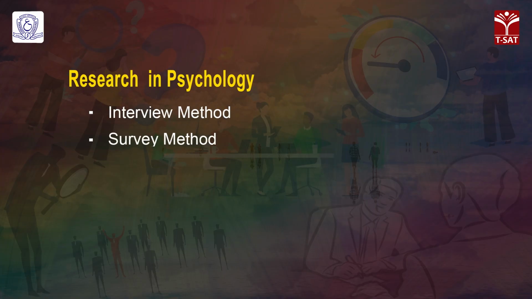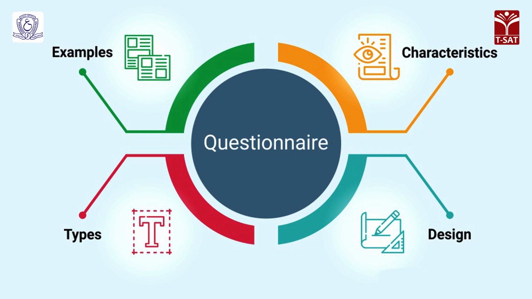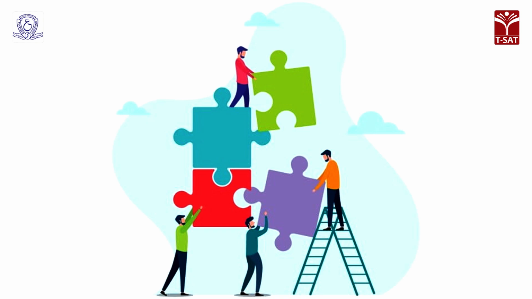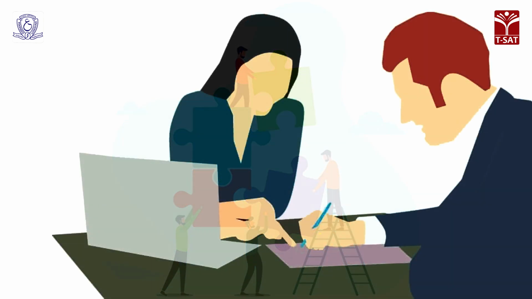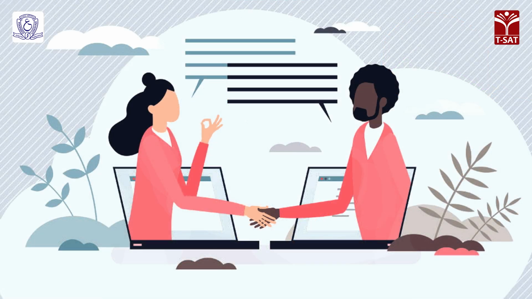Now that we have understood scientific research, let us look at different methods of research in psychology. They are interview method, survey method, and experimental method. Before we discuss the interview method, we must understand what a questionnaire is and its applications. Questionnaire: a questionnaire is a research instrument consisting of a series of questions for the purpose of gathering information from respondents. Questionnaires can be thought of as a kind of written interview. They can be carried out face-to-face, by telephone, computer, or post.